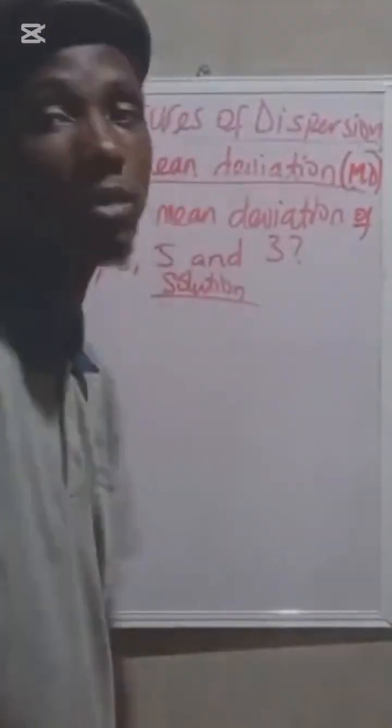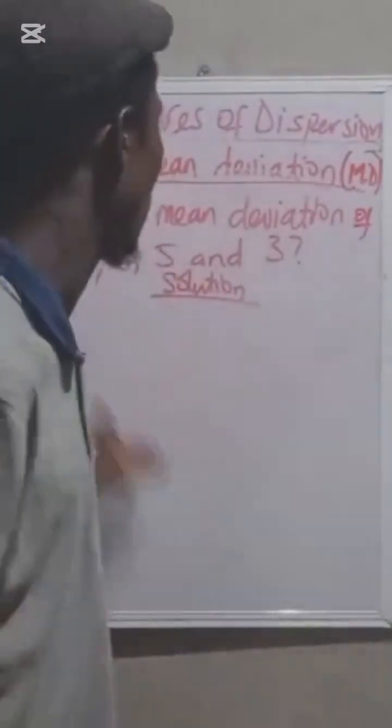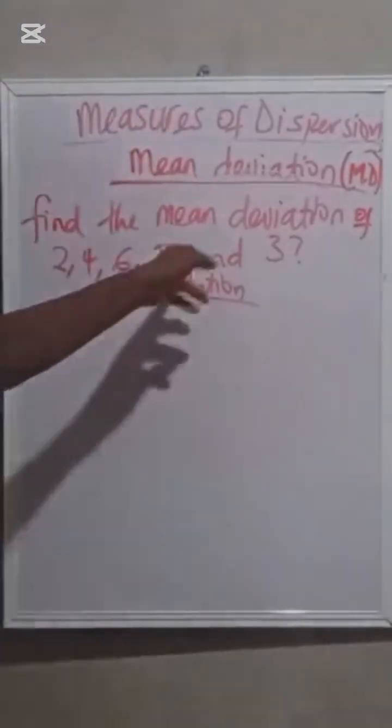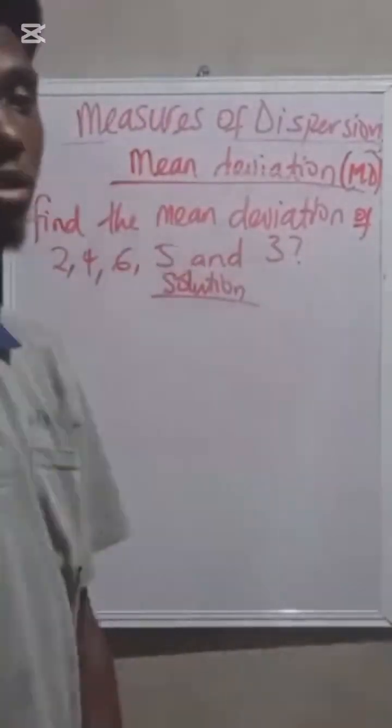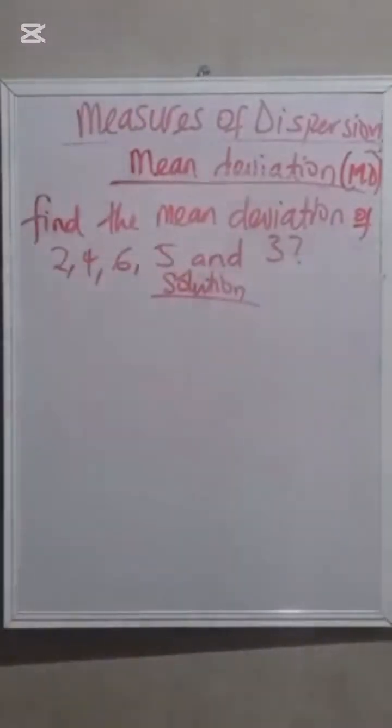But you can see that this is not represented in a table, and it's not too much, it's just 1, 2, 3, 4, 5, just 5 numbers. So it is ungrouped data. Then how are you going to do it?